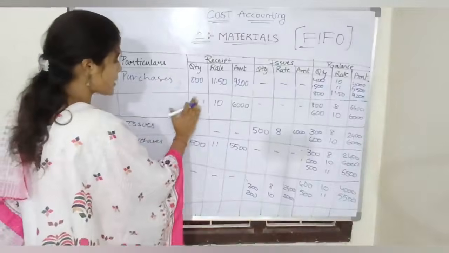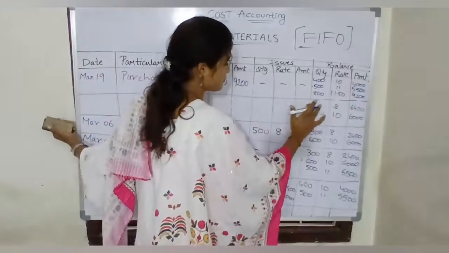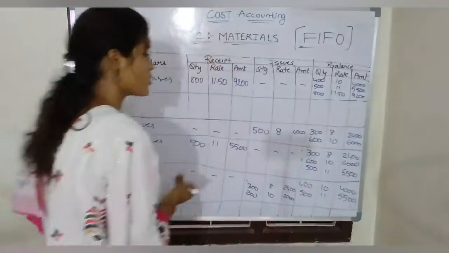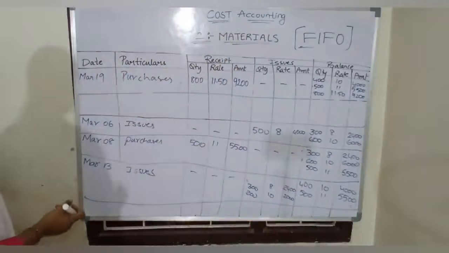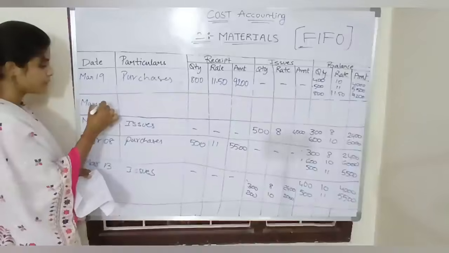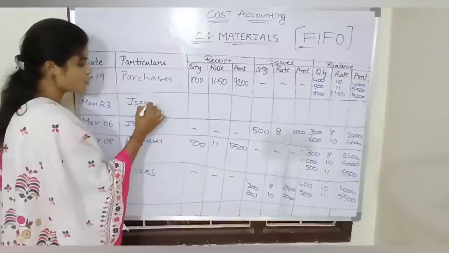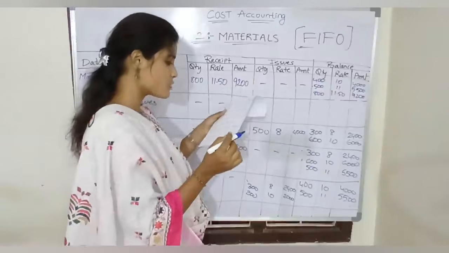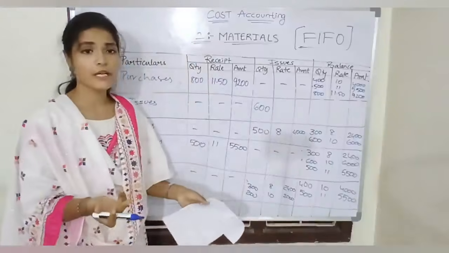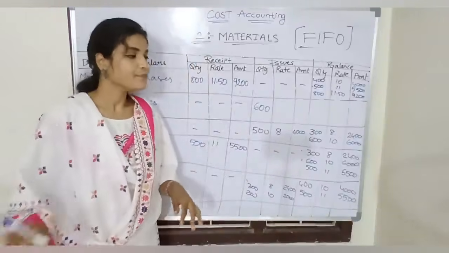So after March 19th, what date are we having? Now we will see. I hope you are understanding. If you are not understanding, again rewatch the video. You can easily understand it. Okay. So after March 19th, we are having March 23rd. On March 23rd, issues is there now. How many units issues are we having? 600 units issues are there. Rate we don't know, because for issues they won't give the rate. We need to calculate the rate.